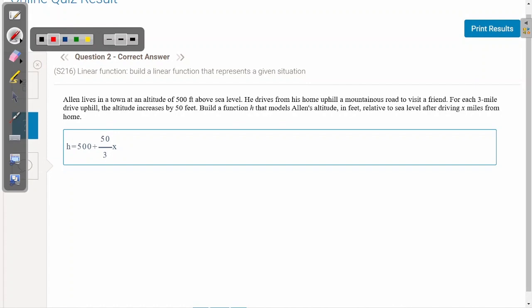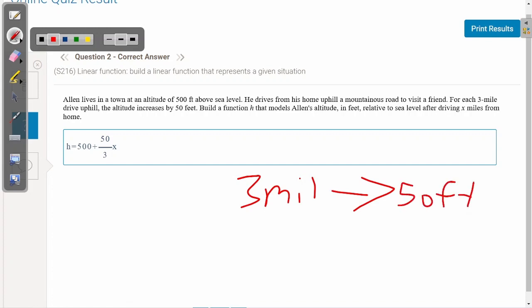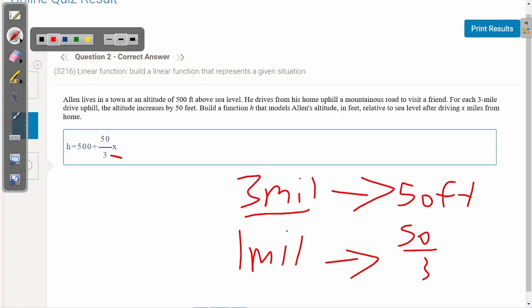Okay, what did they say? 3 miles gives 50 feet. If you want to find the x, it just means you find the 1 mile. So 1 mile gives, you divide by 3 to get 1 mile, so 50 over 3. So you just put 50 over 3. This one is already given.